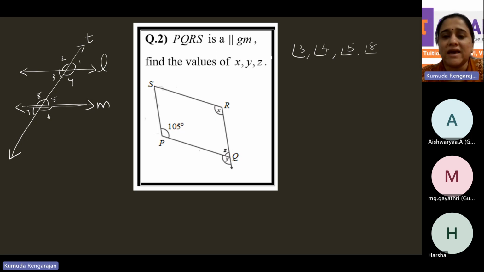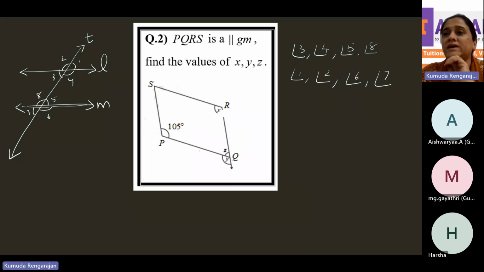And the remaining angles, angle 1, angle 2, angle 6, angle 7 are called exterior angles. Alright, so that's about interior and exterior angles. Totally, there are 8 angles. 4 of them are called interior angles. The remaining 4 are exterior angles.